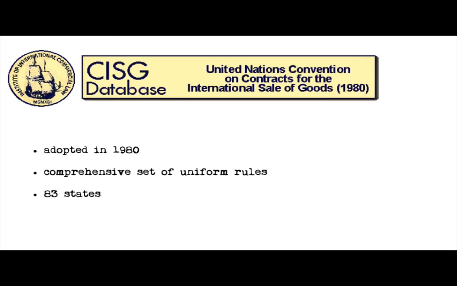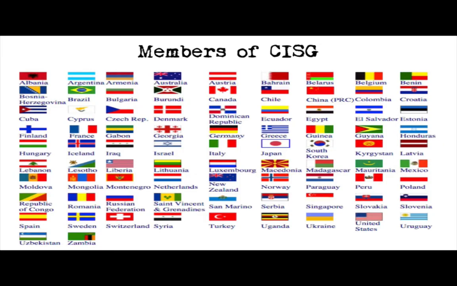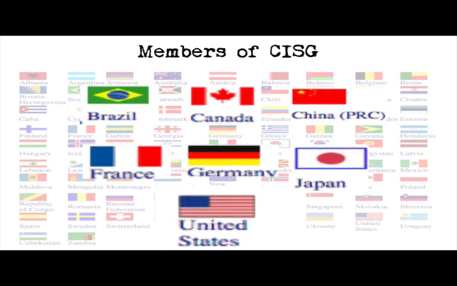We have many significant participants. Some have only joined recently. Countries like, for example, Brazil joined in April 2014. They're currently the 23rd largest exporter in the world. Japan, the 6th largest exporter in the world, joined in 2009. We also have major powerhouses, Germany, the United States, and China.